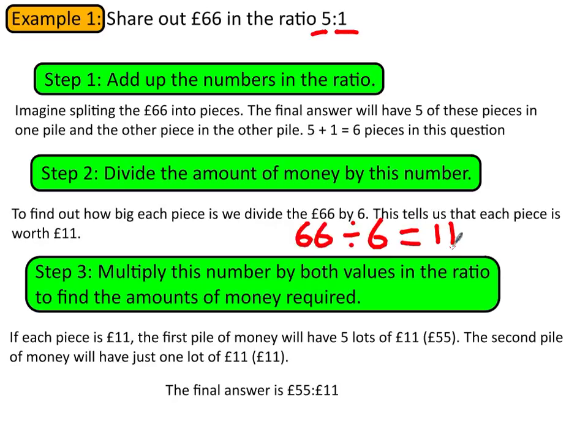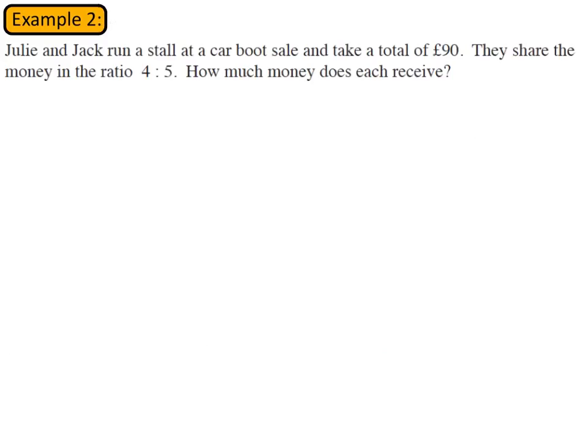Okay, so 5 lots of that £11 go in one pile, and 1 lot of that £11 goes in another pile. So that's how we do this. We do 5 lots of 11 to 1 lot of 11, which of course, as we can see, is 55 to 11, and that's the final answer. So that's the technique we're going to use throughout. Let's carry on and look at a more complicated question.